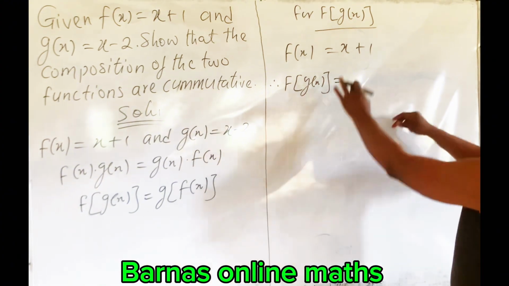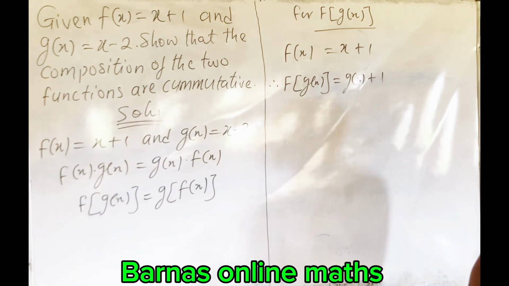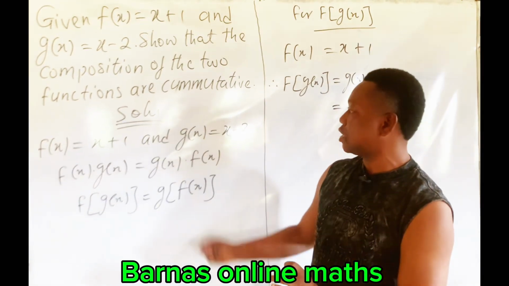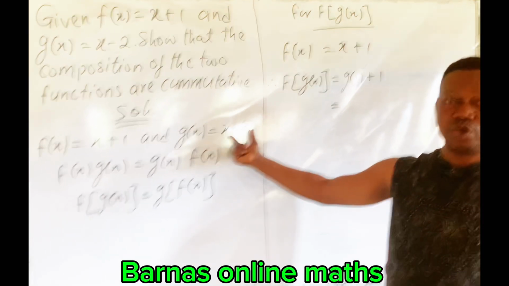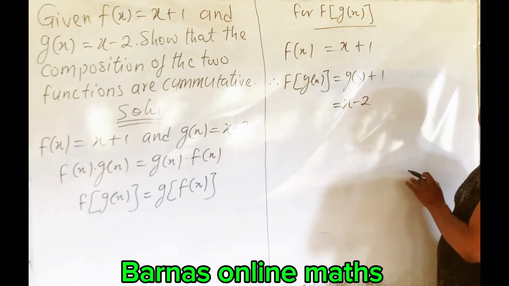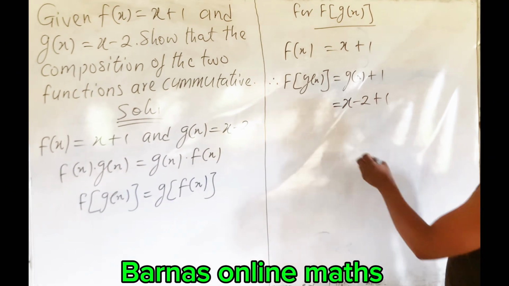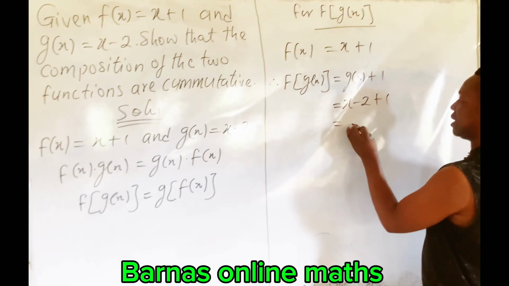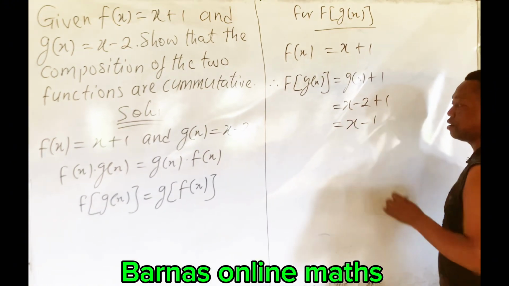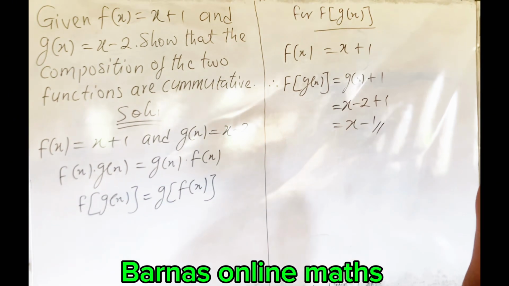Let's do that. So instead of x, we now have g of x, then followed by plus 1. Do we know g of x? Yes, g of x was given to be x minus 2. So instead of g of x, we now have x minus 2, then followed by plus 1. Let's simplify. If we simplify this further, x minus 2 plus 1 automatically will give us x minus 1. So this is the solution of the left hand side.